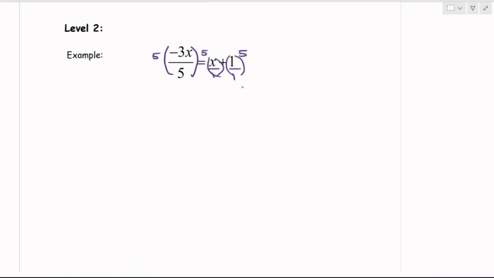Well, there's nothing to bust here. 5 divided by 1 is just 5. So on the right side, I'm going to write this as 5x. Plus, same thing here. There's nothing to bust in the bottom. So it's plus 5 because 1 times 5 is 5. Here, however, 5 divided by 5 is 1. So I'm left with negative 3x.